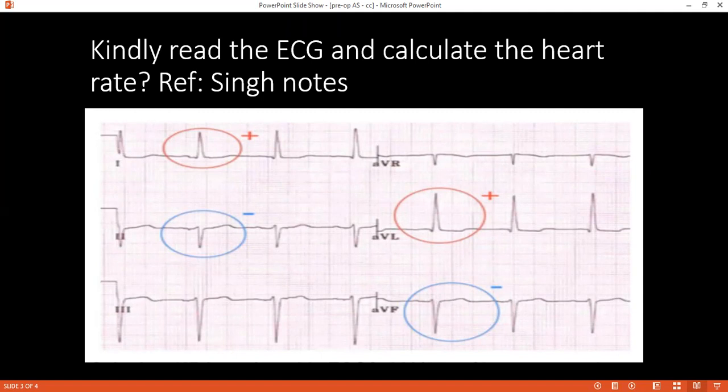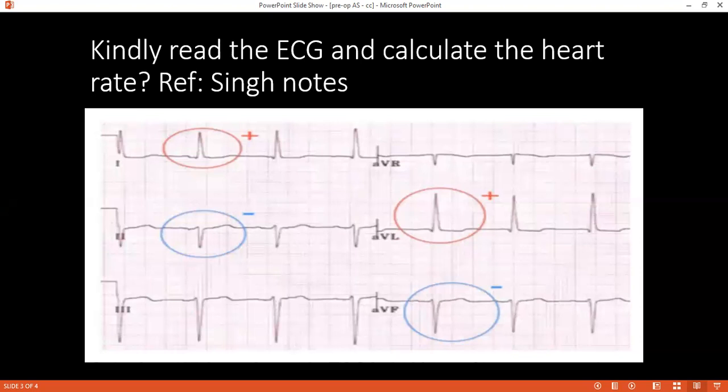Can you please tell me, if a patient is diagnosed with aortic stenosis preoperatively, what is the pathophysiology behind that? Yes, if the patient has aortic stenosis, there will be diminished cardiac output and increased ventricular wall stress, causing ventricular hypertrophy and dilatation, and later on causing diminished cardiac output and heart failure.